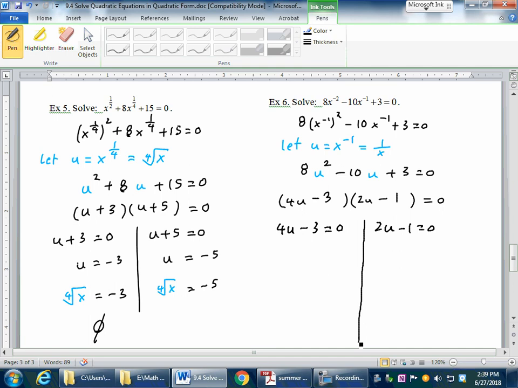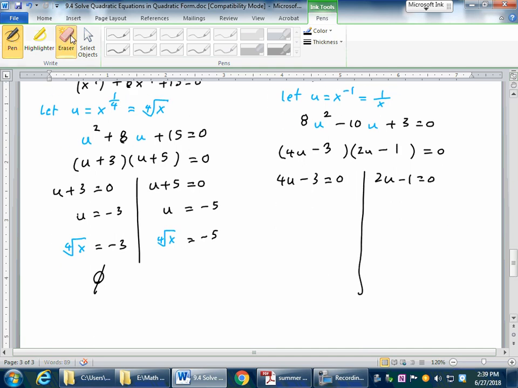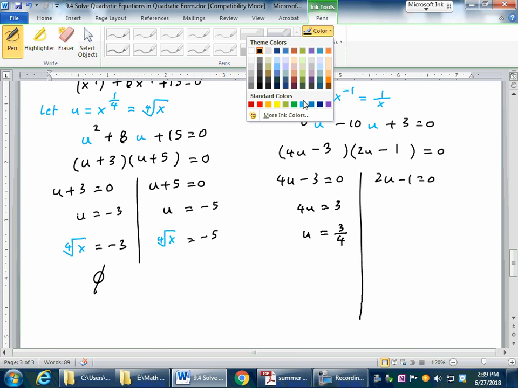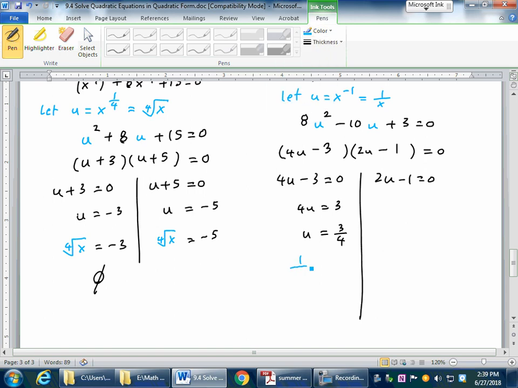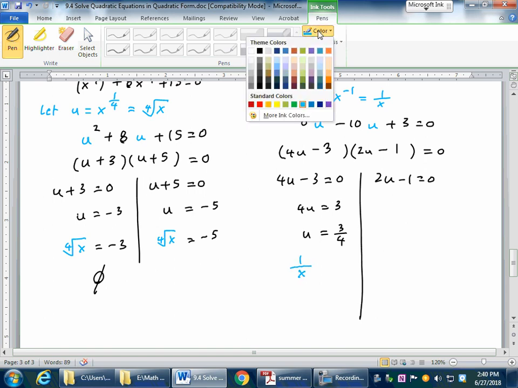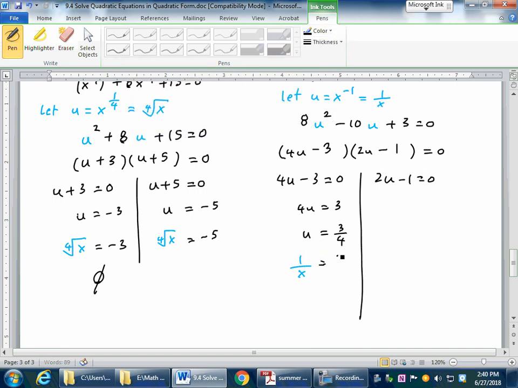And again, for the factoring part, you can always use the technique that I taught you before. So continuing, that will become 4u is equal to 3, and then u is equal to 3 over 4. Now substituting u for 1 over x, this gives me 1 over x is equal to 3 over 4. Cross multiplying, that will become 4 is equal to 3x, so therefore my x is equal to 4 over 3.